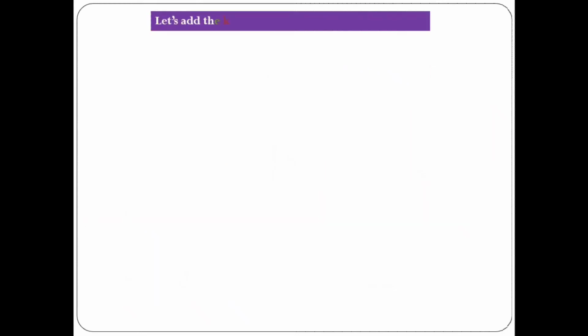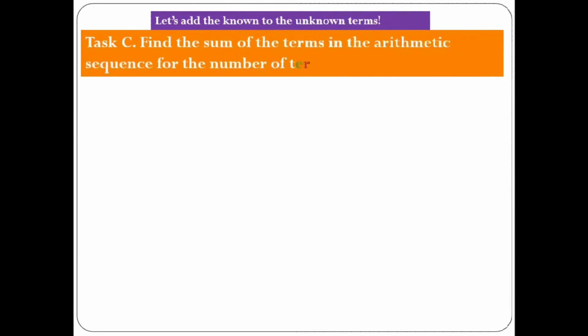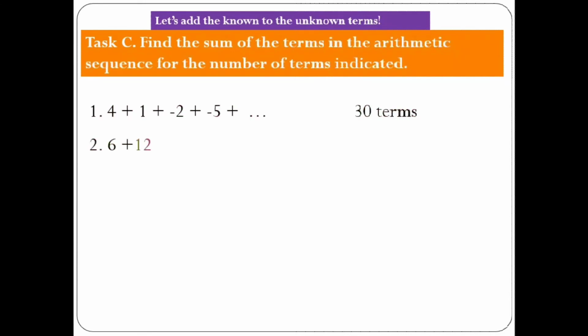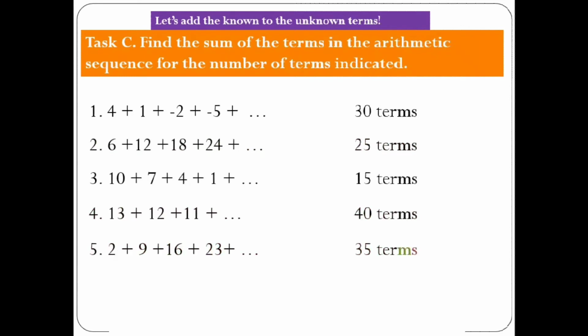Let's add the known to the unknown terms. Find the sum of the terms in the arithmetic sequence for the number of terms indicated. Number 1. Find the sum of the first 30 terms of 4 plus 1 plus negative 2 plus negative 5 and so on. Number 2. Find the sum of the first 25 terms of 6 plus 12 plus 18 plus 24 and so on.